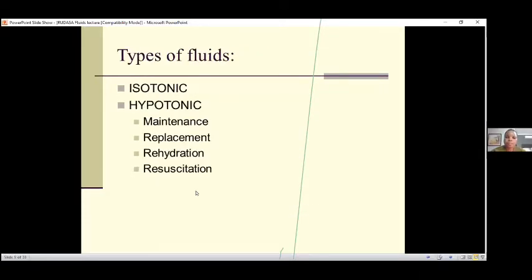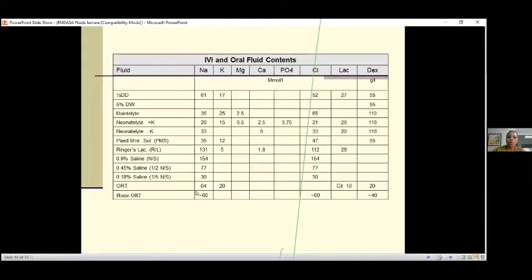So the types of fluid we have: we do have isotonic fluids and hypotonic fluids. Isotonic, like normal saline, is trying to mimic the body homeostasis in terms of the solutes and electrolytes. And then we have the hypotonic solutions, which can be used for maintenance, replacement, rehydration, and resuscitation. So I've got here a table that has most of the fluids that we have in government and that we have in the periphery.